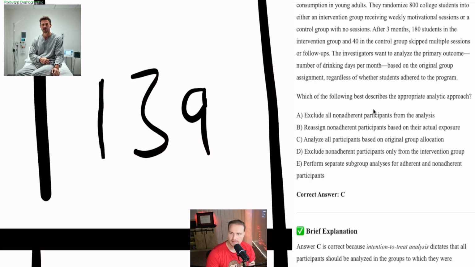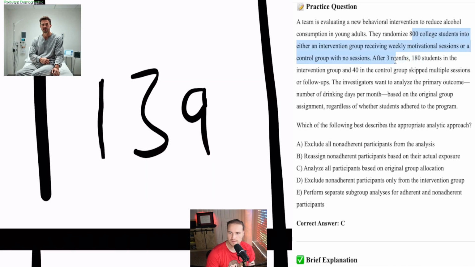In this question, we have 800 adults after 3 months, 180 in the intervention, and 40 skipped multiple sessions. We want to see the primary outcome based on the original group. This is intention to treat, so you analyze all based on the initial group allocation. This is super simple. It's just intention to treat analysis. All participants are analyzed in the groups that they were in originally. That's all there is to this. Moving on to the next one.